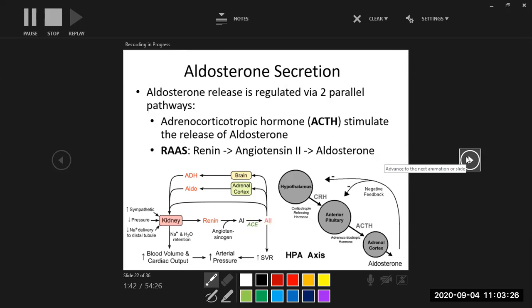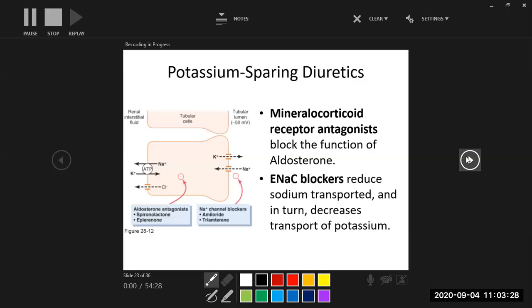So that is the aldosterone. And here with this principal cell, we want to talk about the last but not least diuretics. This is called potassium sparing diuretics.